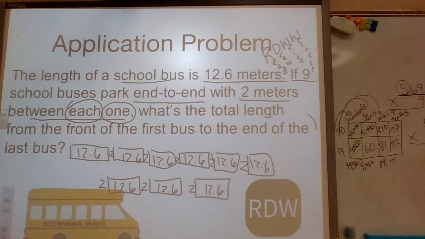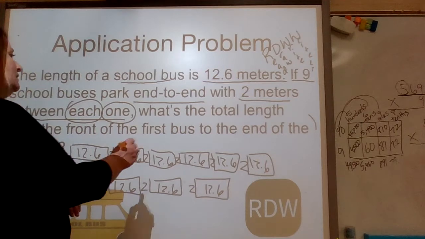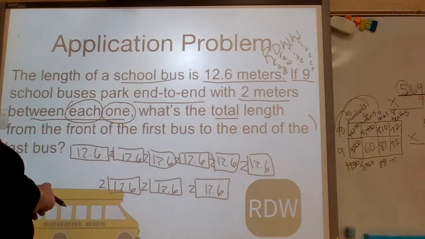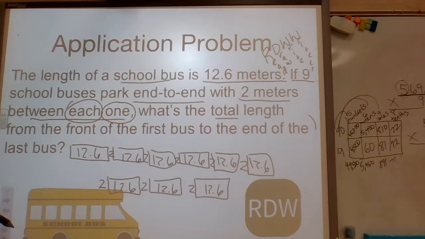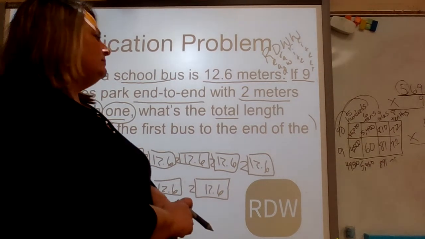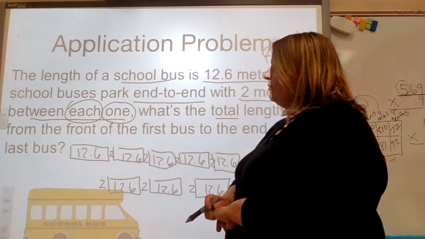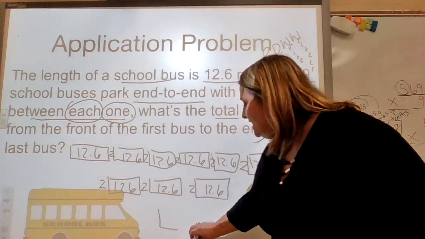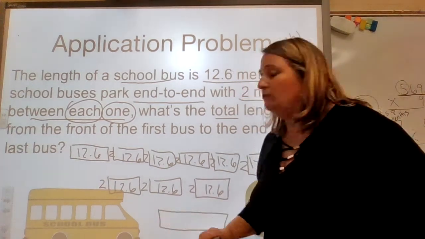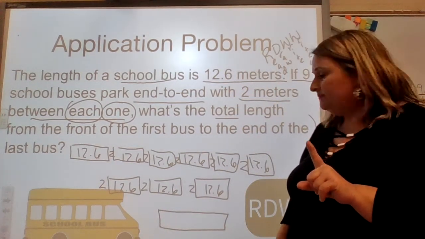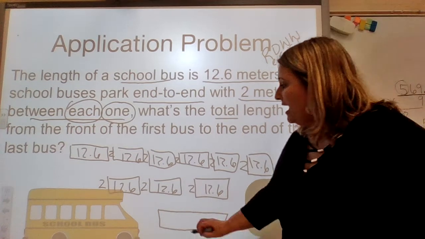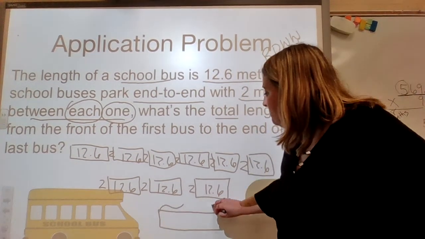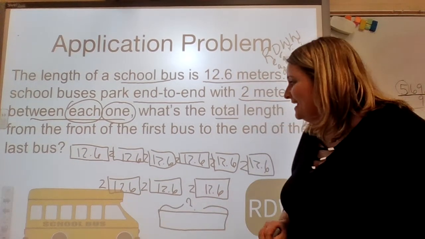Okay? So it says, what's the total length from the front of the first bus to the end of the last bus? What is our equation going to look like? If we were to draw a tape diagram, what would it look like? Well, if I'm drawing a tape diagram, do I know my total? That's the first question you need to ask. And no, I don't have my total here. That is my unknown. That's what I'm trying to find out.